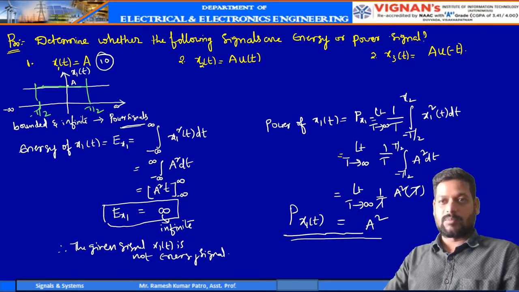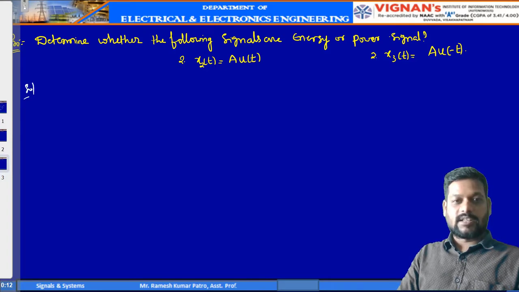Now let us see the second problem. Let us draw the signal x2 of t. So this is the x2 of t signal.